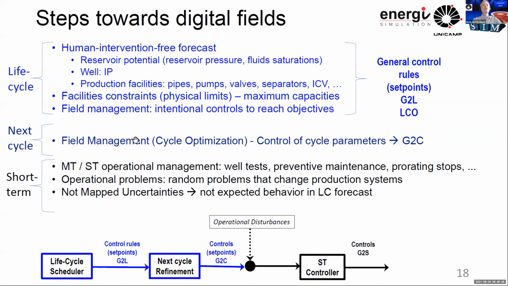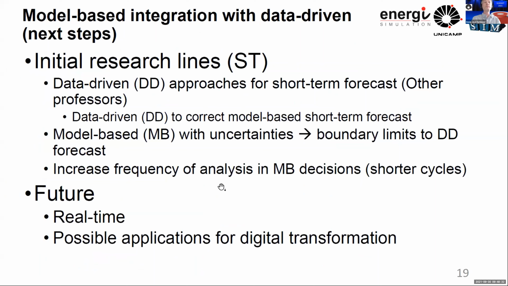And once we improve the results for the next cycle, we go to the short term, as we reproduce here from the figure. And in the short term, we have to include all types of problems, like unmapped uncertainties, changes in oil price, and operational problems like random problems that can happen in the wells, in the platforms, and so on. And we have to be ready to correct these problems.